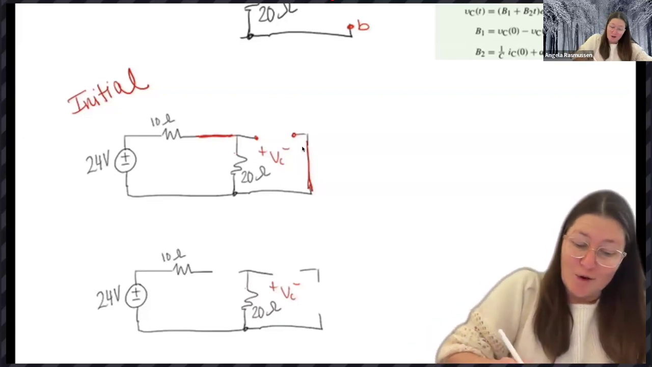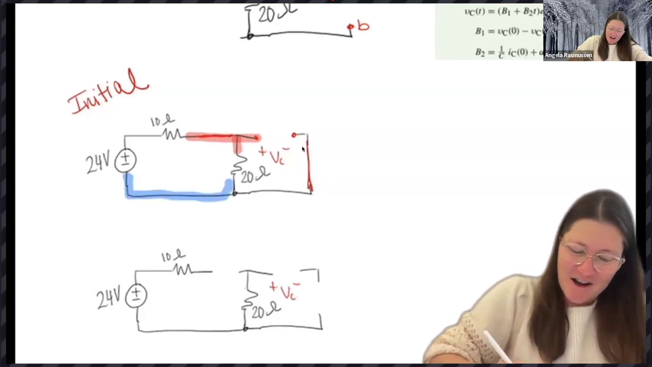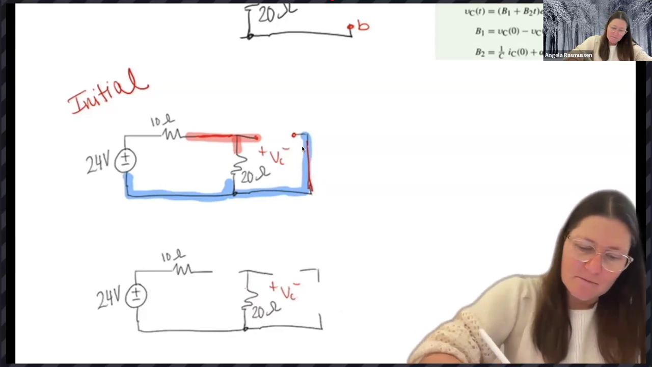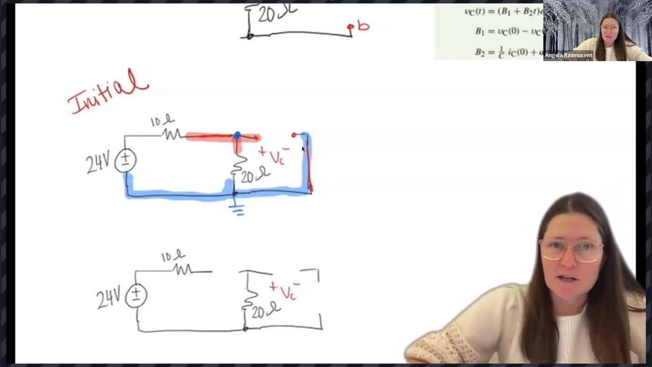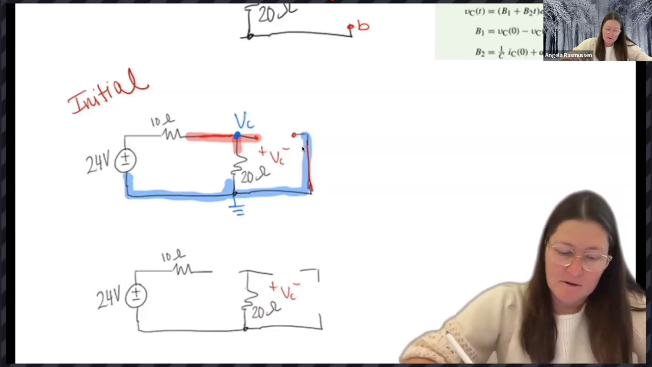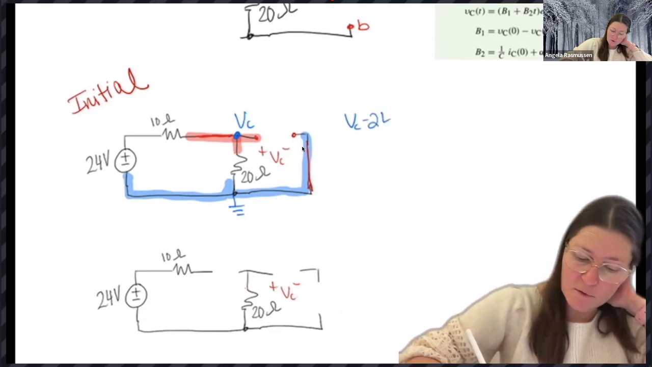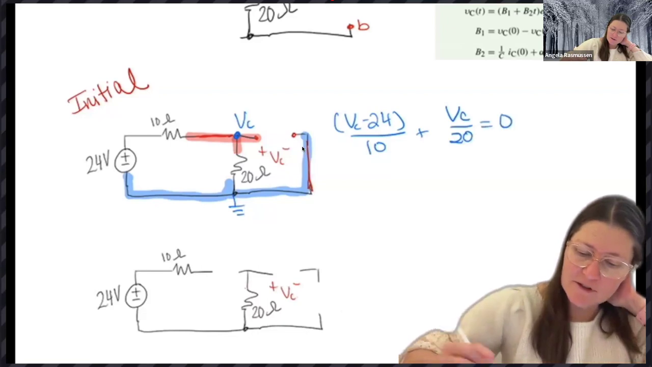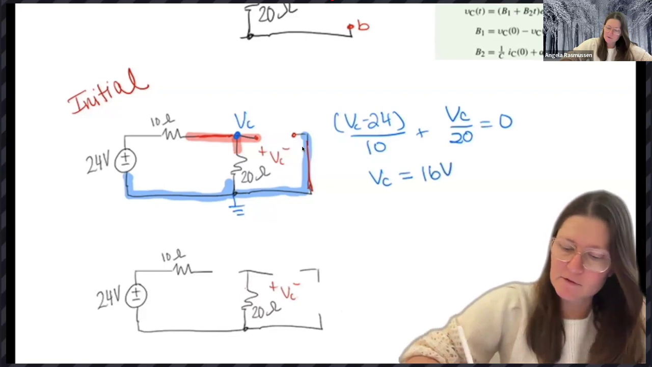So, as you know, I love node voltage. So I am going to place a ground on the bottom. And then that node will be VC. Then I would go into the node voltage equation. So VC minus 24 over 10, correct? And then solve for VC. And I get 16 volts.